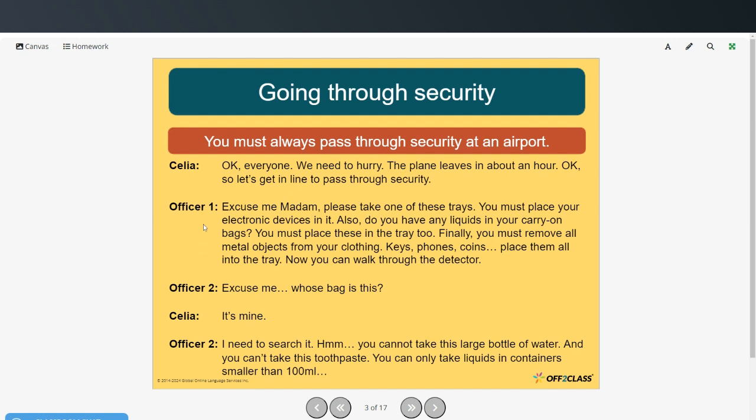Okay, everyone, we need to hurry. The plane leaves in about an hour. Okay, so let's get in line to pass through security. Excuse me, madam, please take one of these trays. You must place your electronic devices in it. Also, do you have any liquids in your carry-on bags? You must place these in the tray too. Finally, you must remove all metal objects from your clothing. Keys, phones, coins, place them all into the tray. Now can you walk through the detector? Excuse me, whose bag is this? It's mine. I need to search it. You cannot take this large bottle of water, and you can't take this toothpaste. You can only take liquids in containers smaller than 100 milliliters.